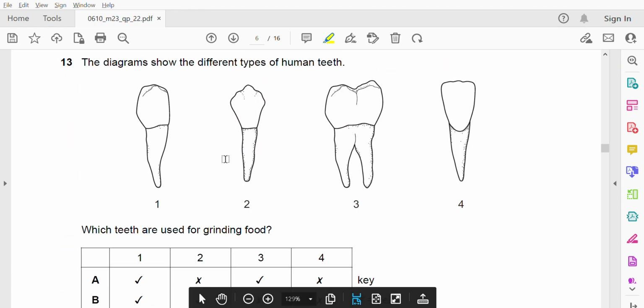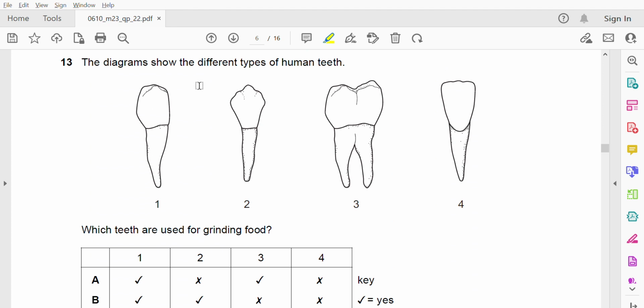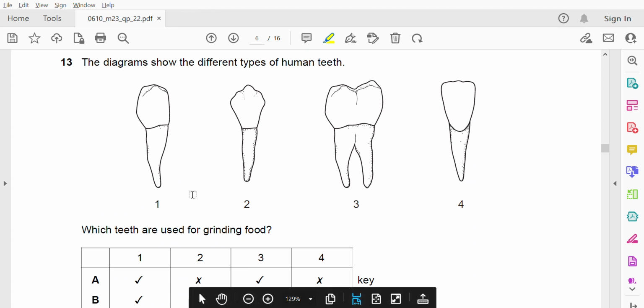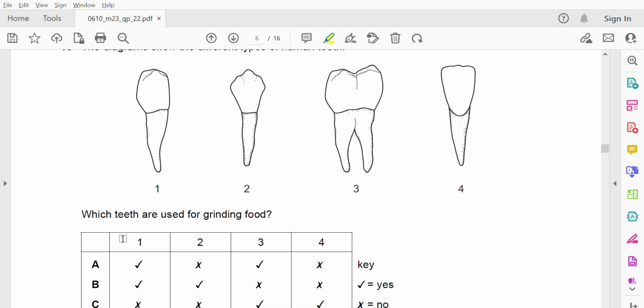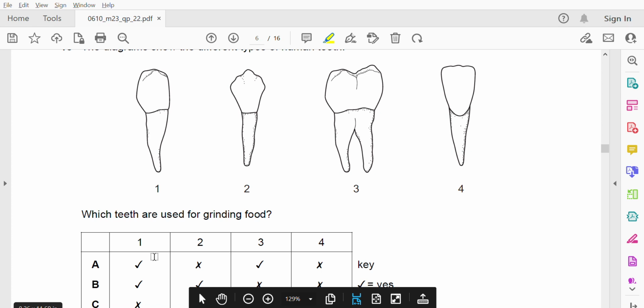Moving on to question number 13. The diagram shows the different types of human teeth. Which teeth are used for grinding food? The correct option for this one is actually again A, because 1 is used for it, 2 is used for biting and cutting, 3 is not used for grinding, and 4 is used for tearing food. So the correct option is A.